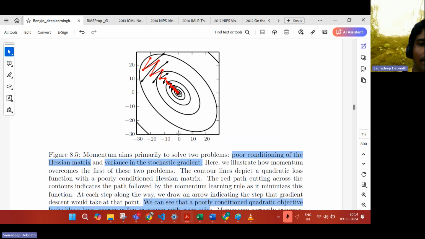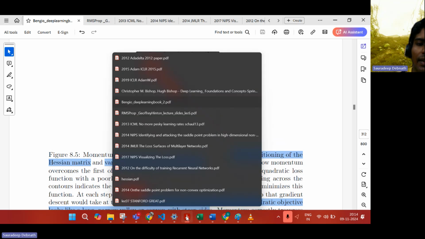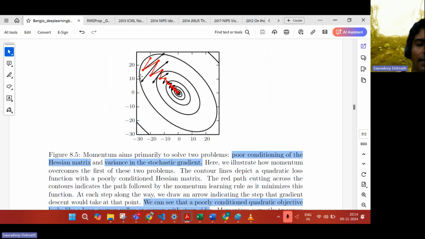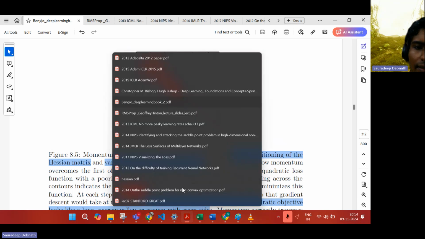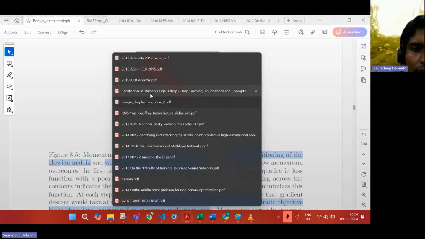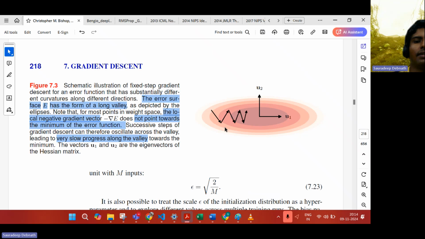In cases like this, such kinds of ill-conditioned surfaces, gradient descent might not be the best way. And why is that? So in gradient descent, we are taking a step along the steepest descent, right?